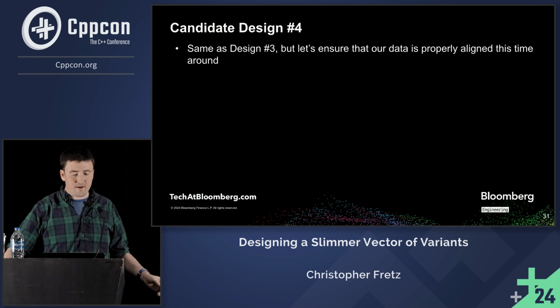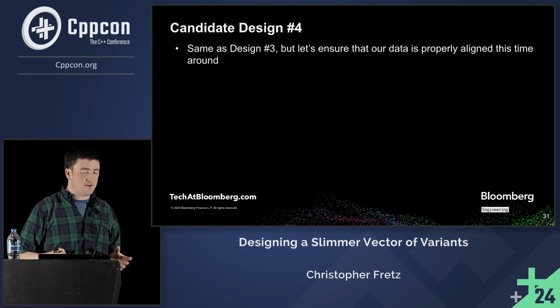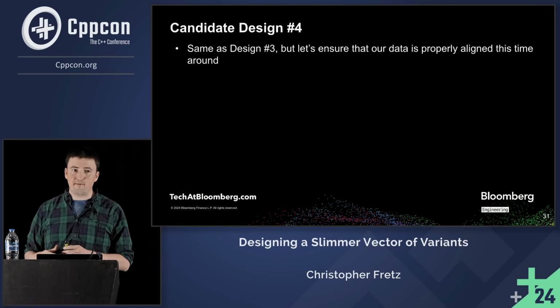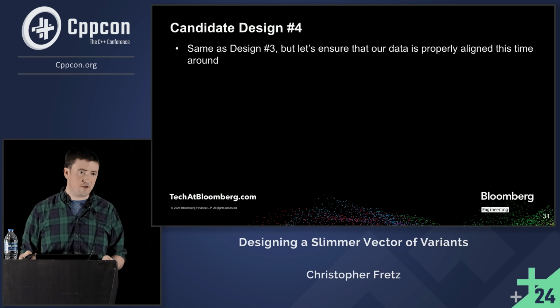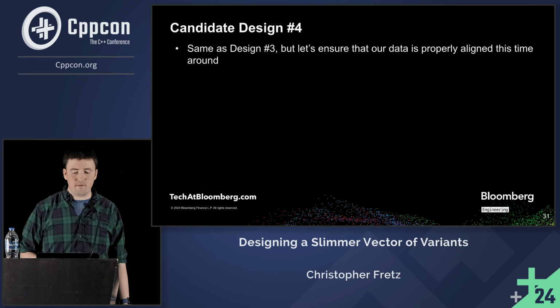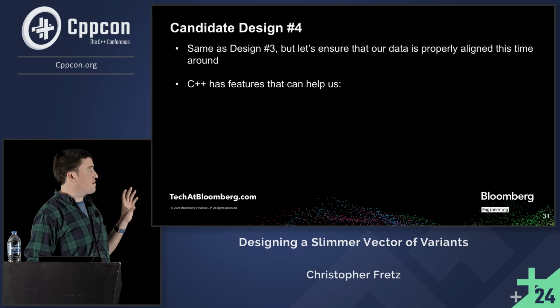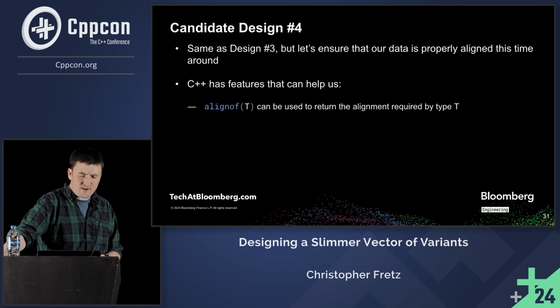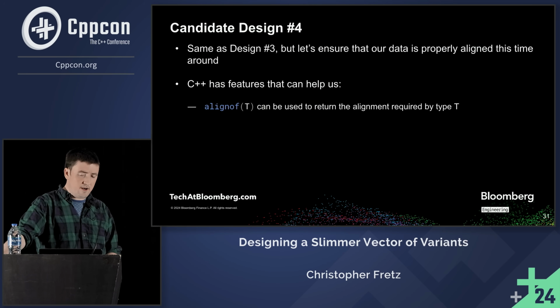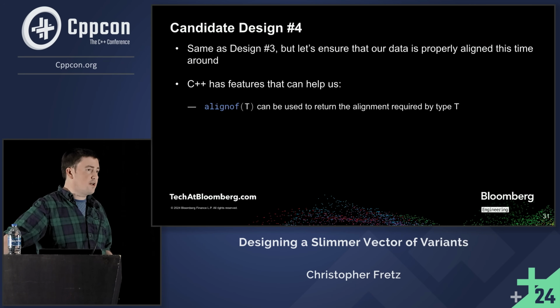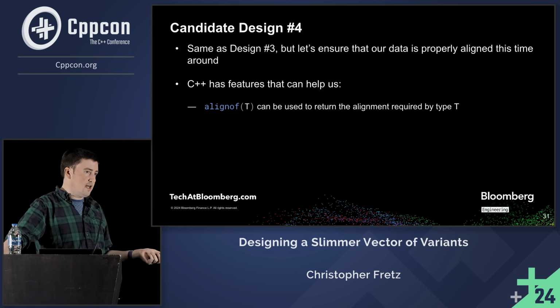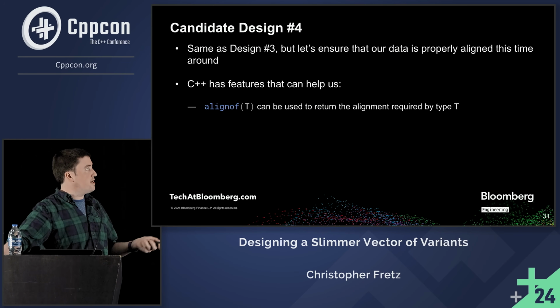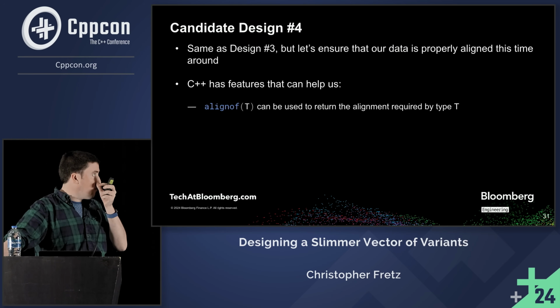Moving on to candidate design number 4, let's do the same thing as design number 3, but ensure that this time our data is properly aligned so that we can use this data structure without invoking undefined behavior. C++ actually has features that can help us do this. I don't actually know when alignof was added. That might have been a C++11 thing, I'm not sure. But alignof is a keyword that we can use. You can pass any type into it, and the compiler will tell you the native alignment requirement of that type. If you call this with int on x86-64, you'll get 4.